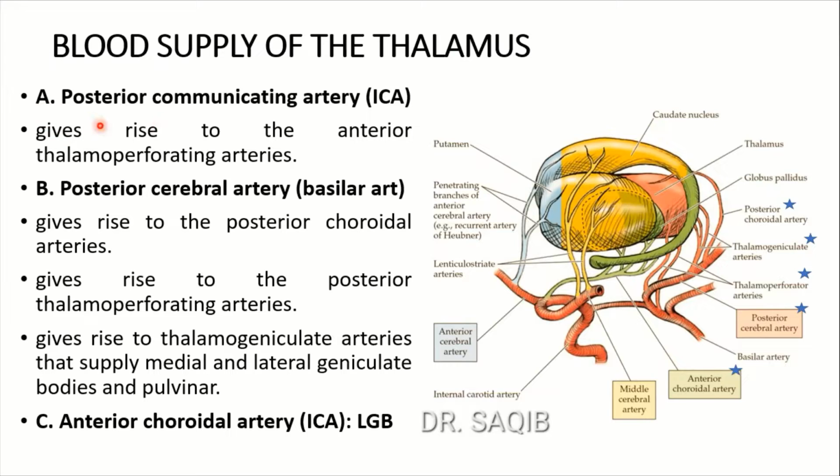This is the beautiful diagram of the blood supply of the thalamus. Focus on the diagram, and this is the text. The first source is the posterior communicating artery. This posterior communicating artery is a branch of the internal carotid artery. It gives rise to the anterior thalamo-perforating arteries.